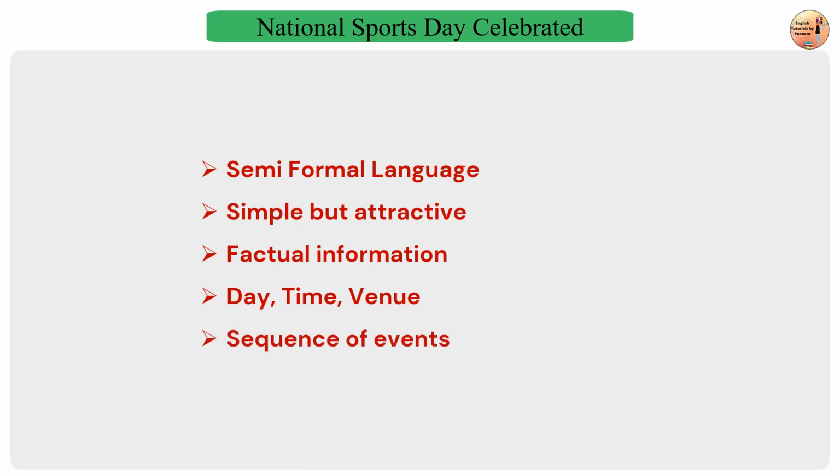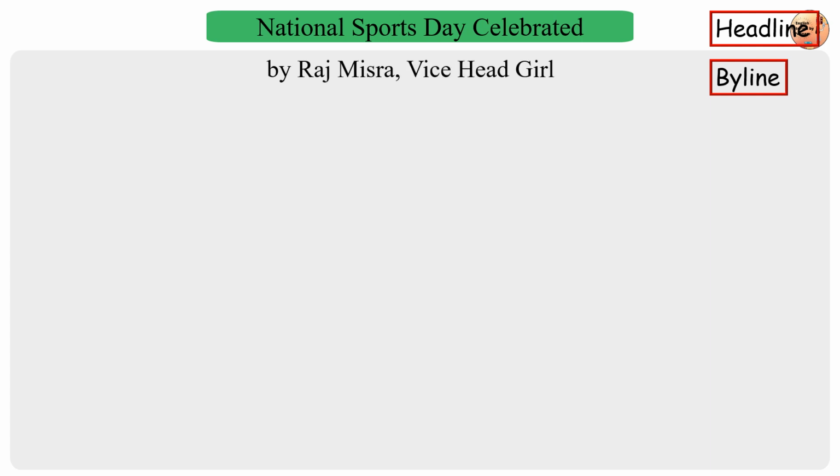And then the sequence of events should be systematically arranged. First, we will write the headline. Here it is: National Sports Day Celebrated, followed by the byline, where we will write the name of the reporter. The name of the student reporter is already given in the question, Raj Misra, and the designation is also given, so we will write Vice Head Girl. If the designation is not there, you can write class and section.